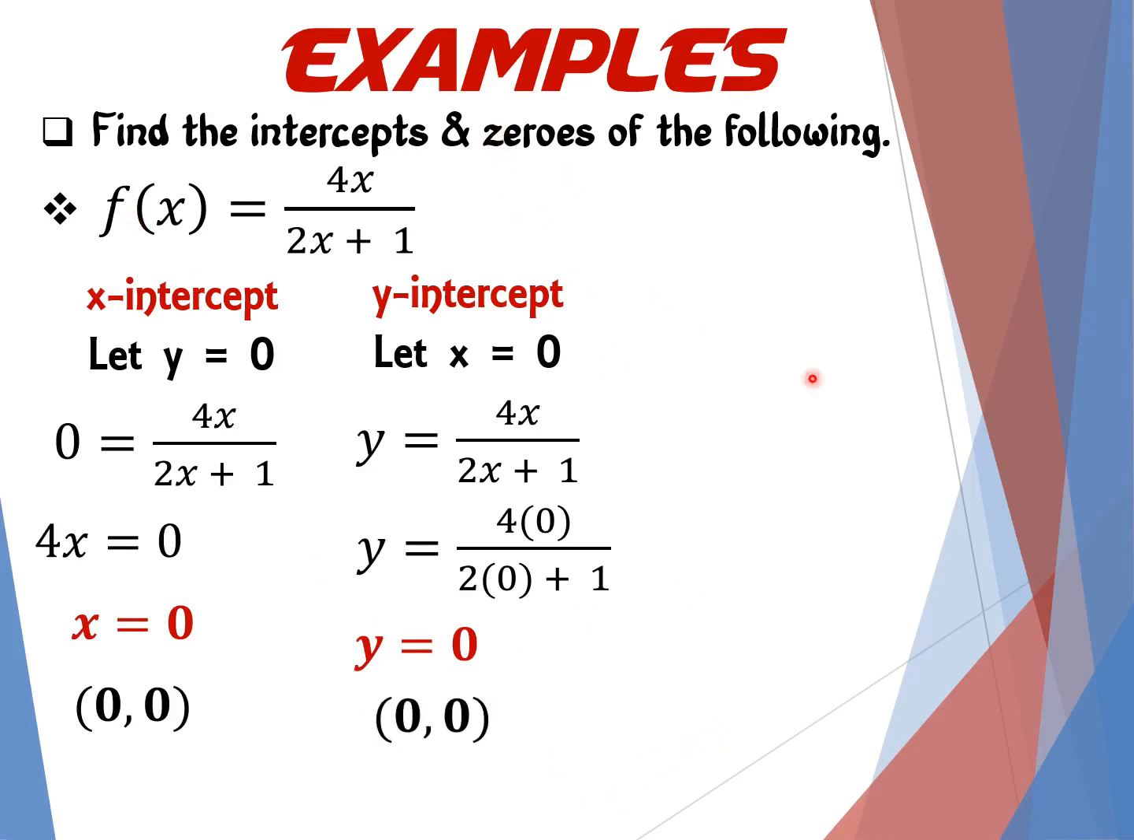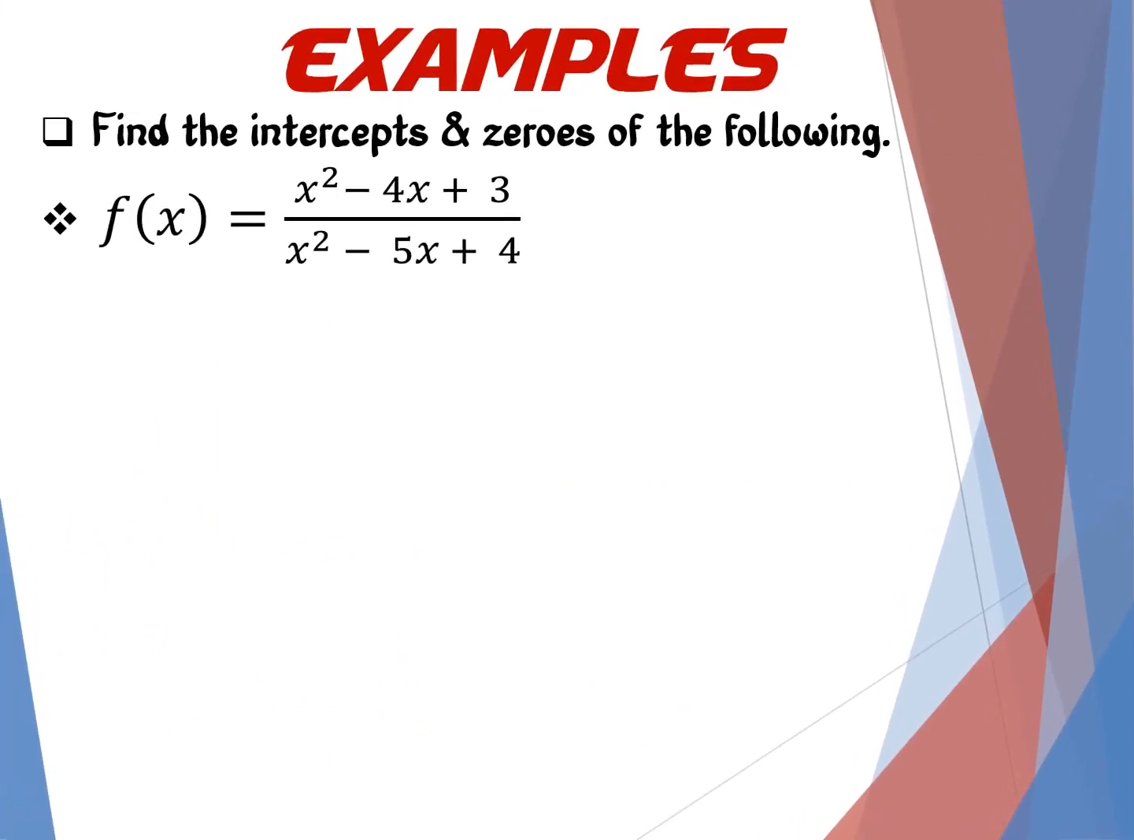Now, for the zeros of the rational function, these are the zeros of the numerator that are not zeros of the denominator. The zero of the denominator is negative 1 half. So we're going to equate the numerator 4x to 0, so the zero of the rational function is also 0.